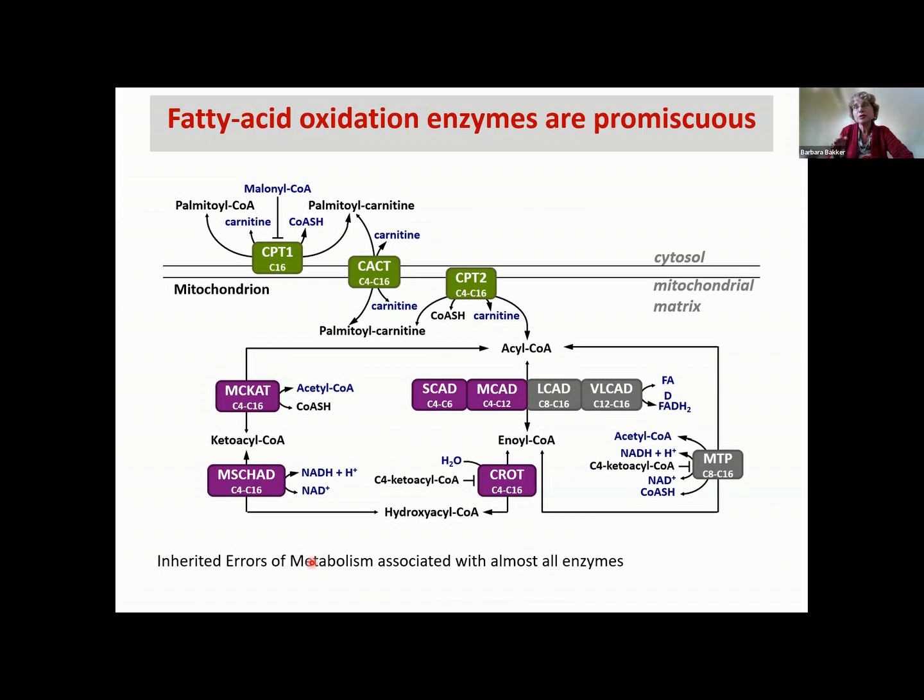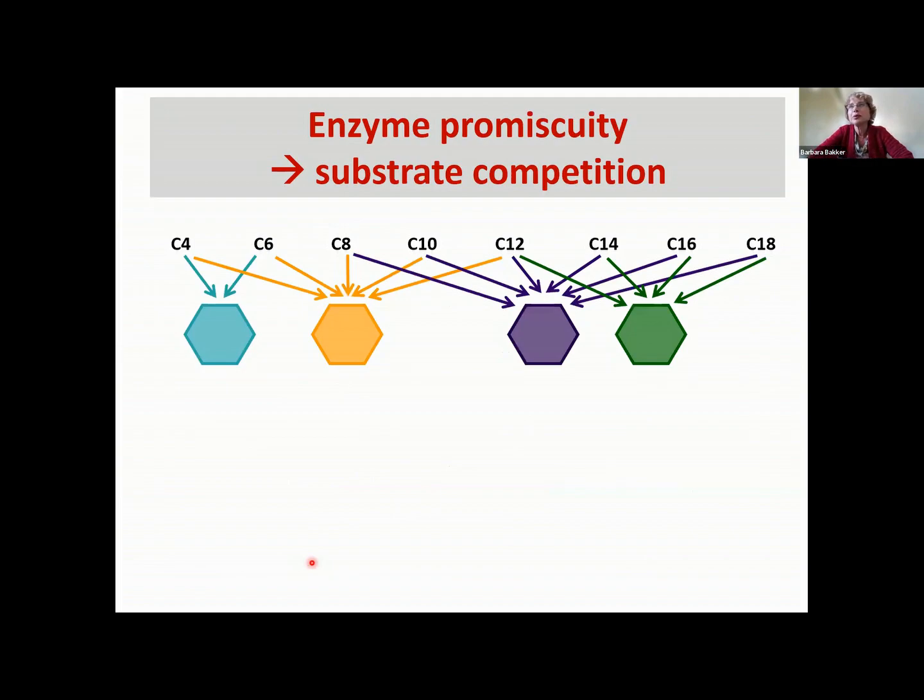So we made a computer model of this pathway. And a very important principle again here is that these enzymes are promiscuous, because they have to catalyze a number of rounds of fatty acid oxidation. So each of these enzymes can take substrates of different chain lengths, meaning that these substrates are also competing with each other. And that complicates the whole kinetics of the system.